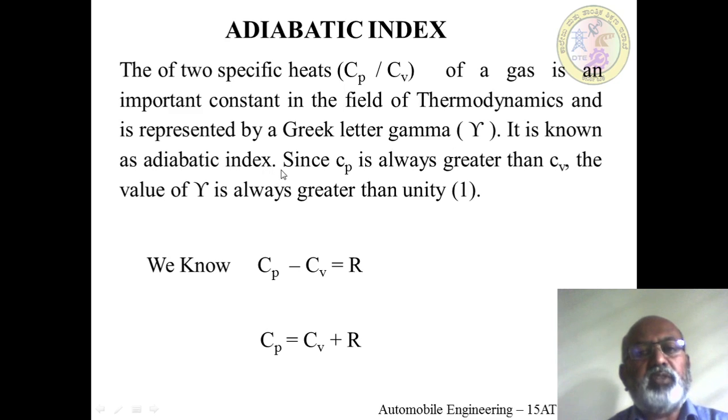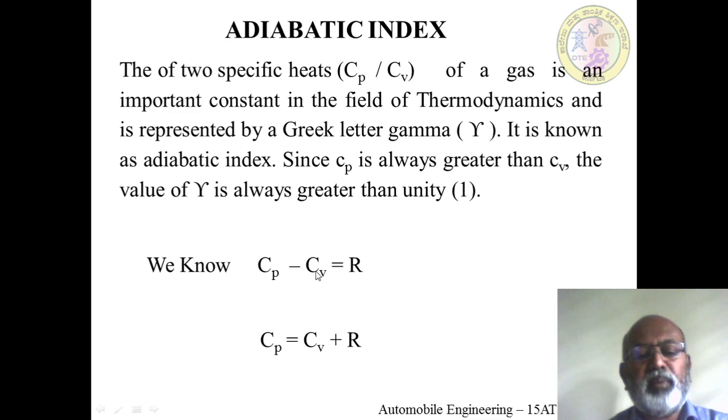Cp by Cv is equal to gamma. It is also known as the adiabatic index. Since Cp is greater than Cv, the value of gamma is always greater than unity. Cp will always be greater than Cv. That is why the value of gamma is always more than 1.